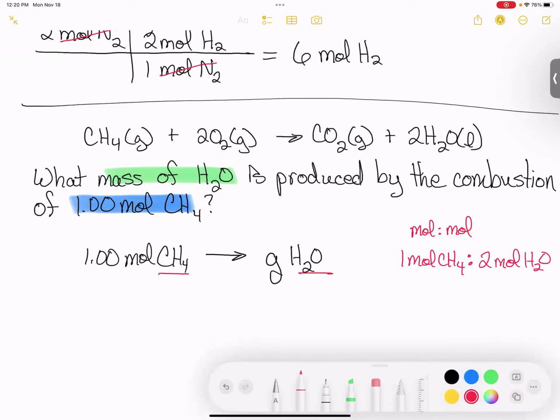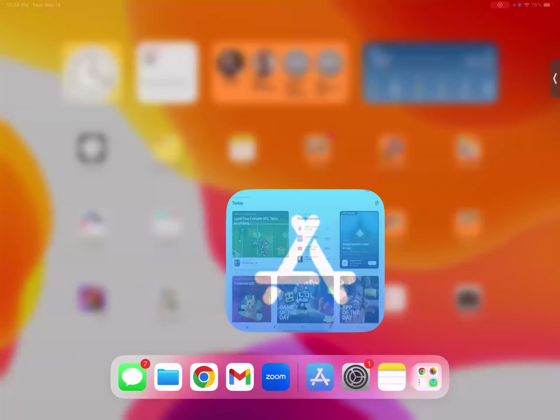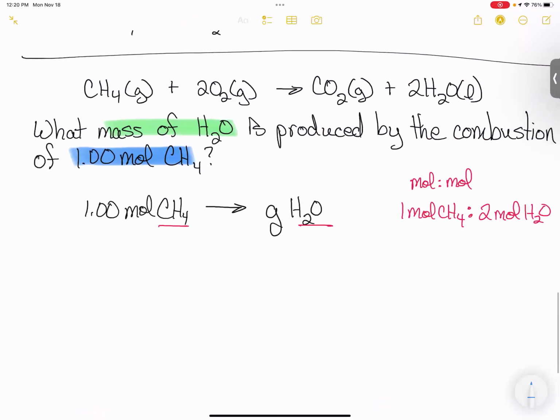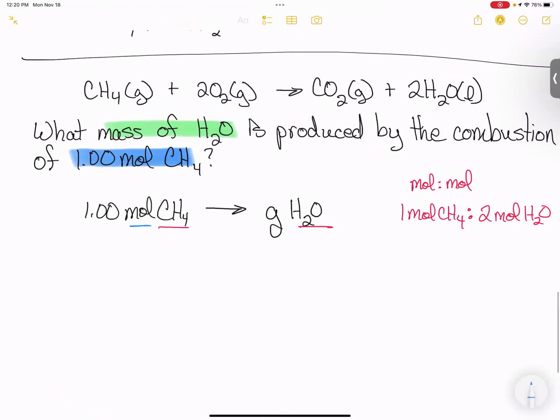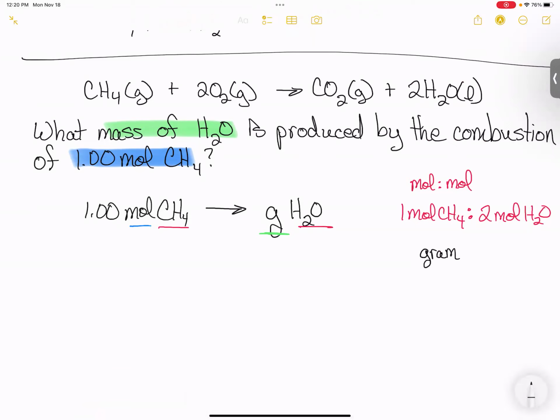The next thing I see is I do have moles. That's great because I already have moles. We started with moles. The other thing I note though is that I need grams. So I'm going to use something that'll allow me to get to grams. And if I see grams, what is my conversion factor going to be? Molar mass.